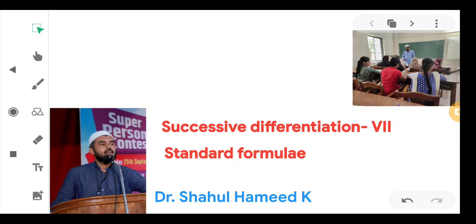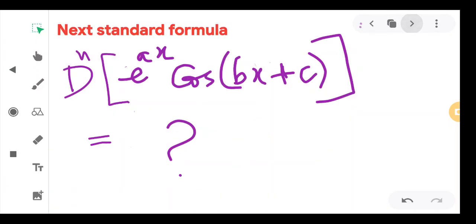First, let us recall a formula, which we will be deriving: the nth derivative of e raised to ax into cos of bx plus c, where a is a constant, just like a real number, 5, 7 or -1, something like that. B and C are also real numbers. X is the variable with respect to which we differentiate. So the nth derivative of this product, how to find out?